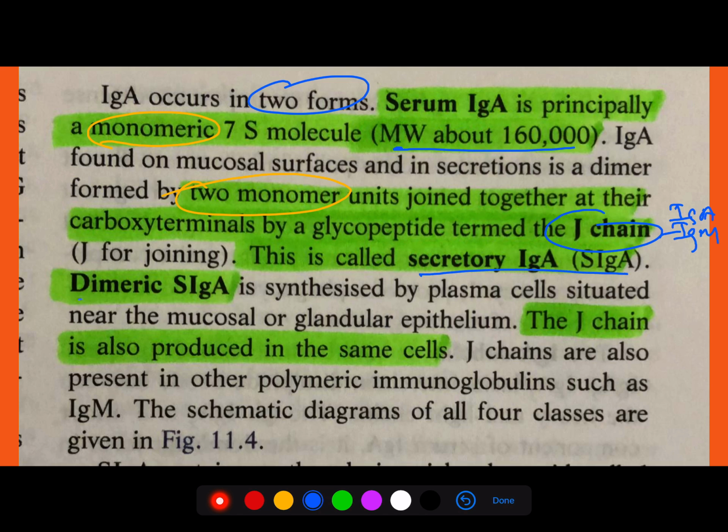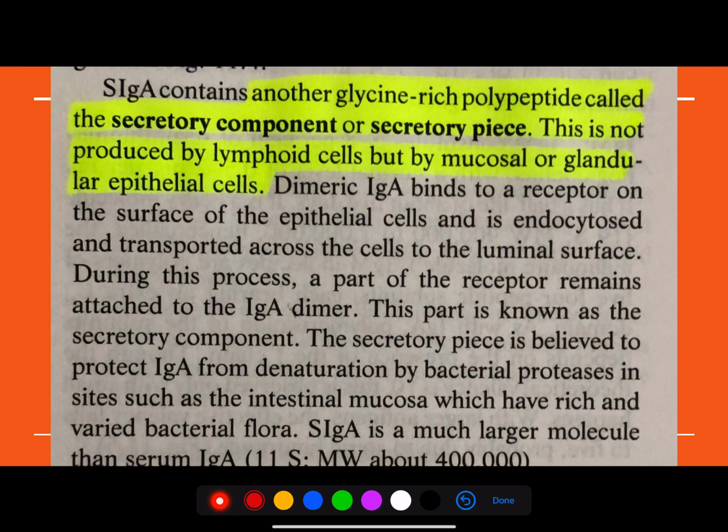So the dimer of secretory IgA, because all of your immunoglobulins are going to be secreted by the plasma cells. They can ask you a question which is repeated: immunoglobulins are secreted by plasma cells. Even the J chain is produced in the same cell, right? So please do make a note.